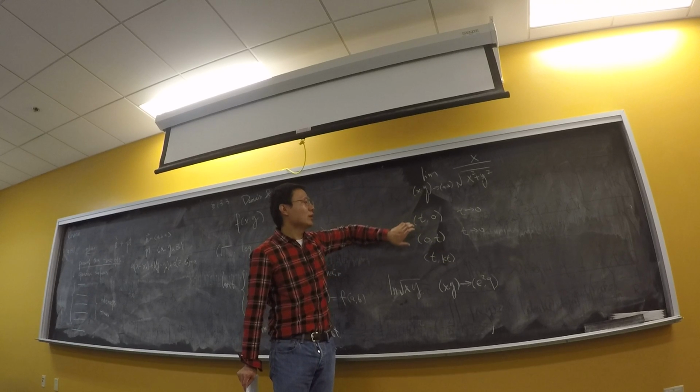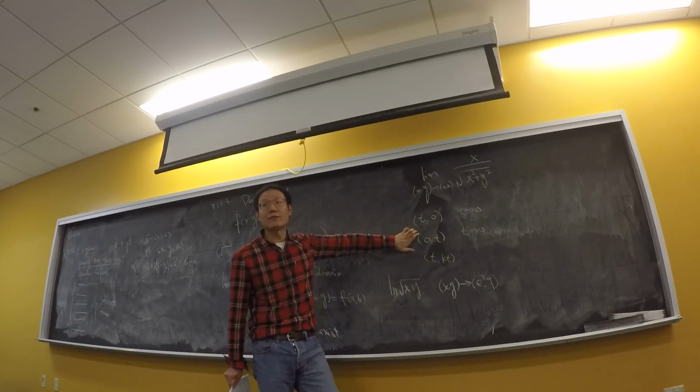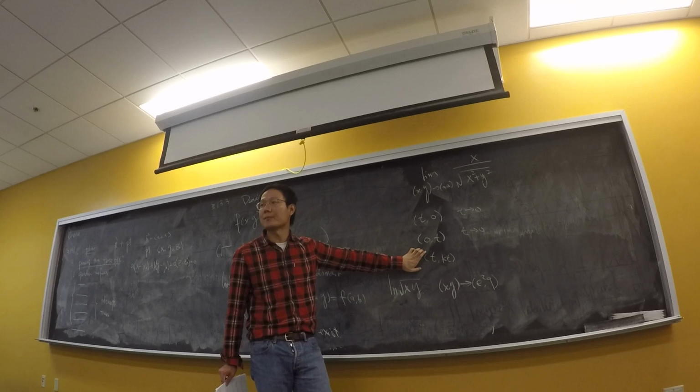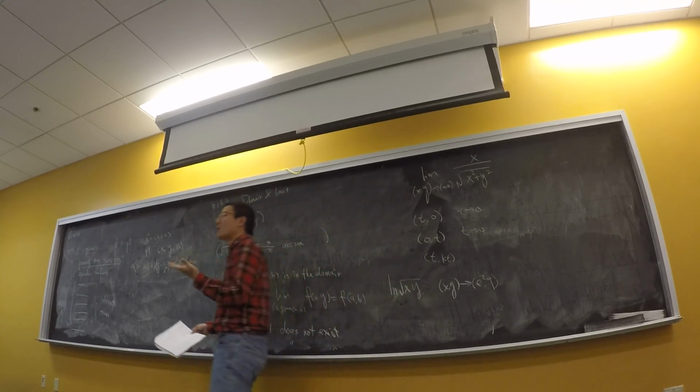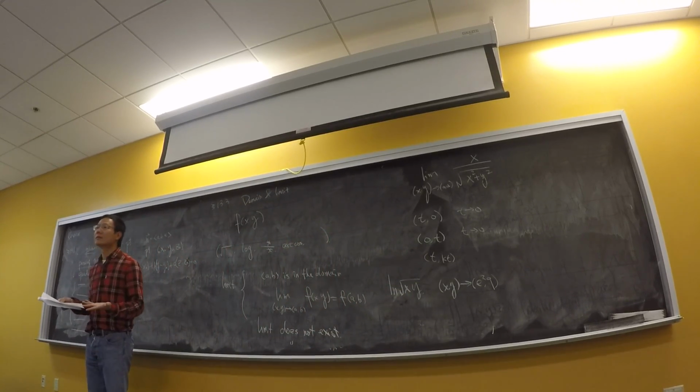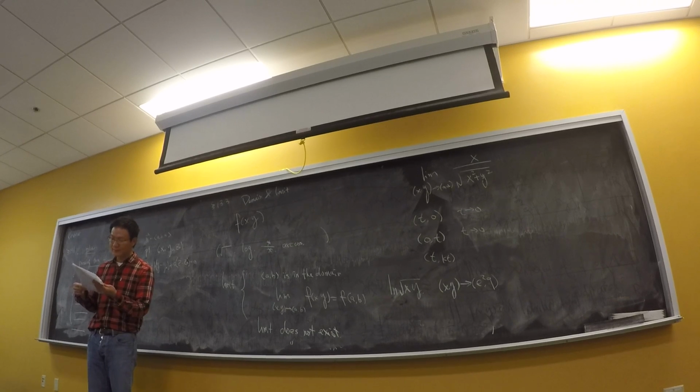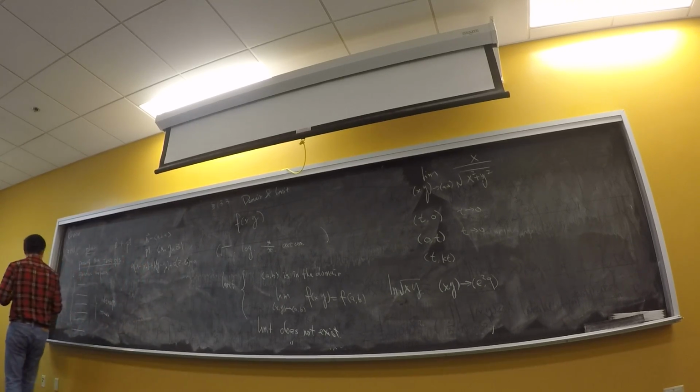Usually, the x and y directions will be sufficient. If they're not, go for these straight lines. Okay, as long as you can end up with two different answers, you're good. You can prove the limit does not exist. And then we actually computed the partial derivatives and learned a lot from the partial derivatives.